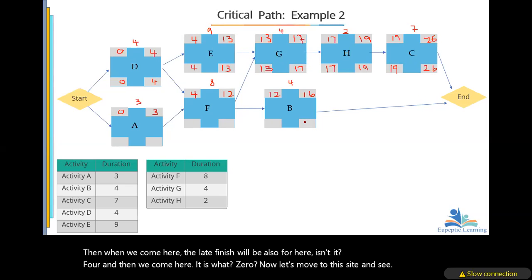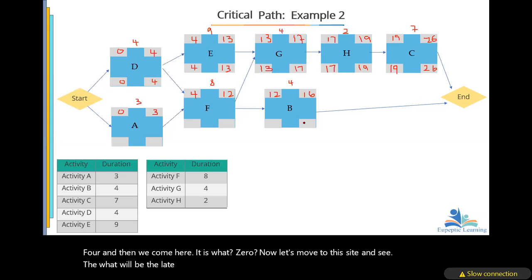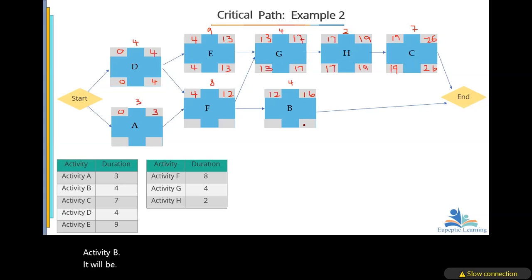What will be the late finish for this one? For activity B, it will be the end. It will be 26. Exactly. So 26 minus 4 will be 22. Is that not it? Yes. Then this one will be 22.